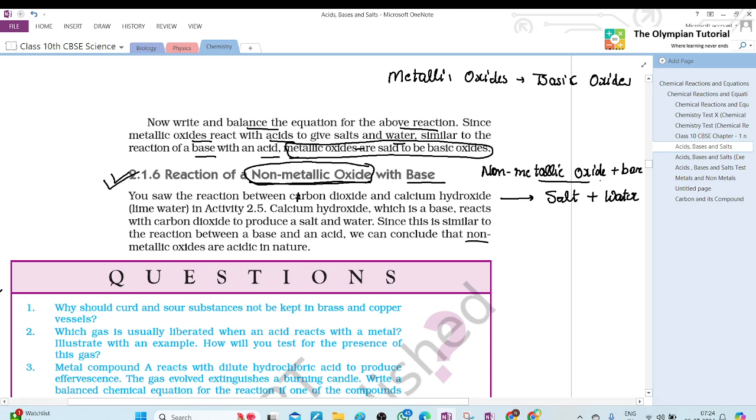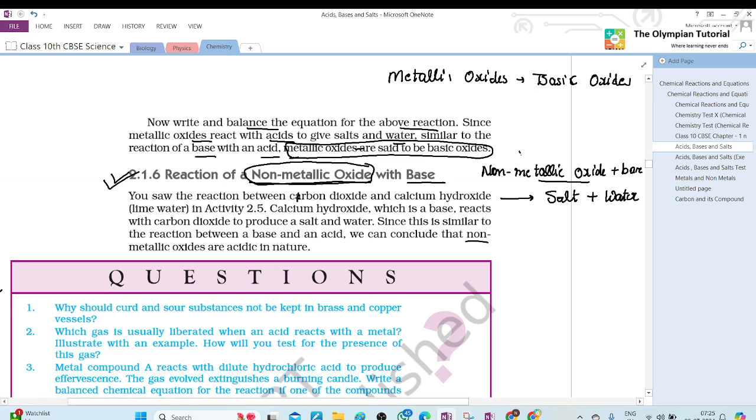Ma'am, but there aren't enough examples in my book for neutralization. Okay, I will give you other examples. There are a lot of examples we can make by the combination of the acids and bases.